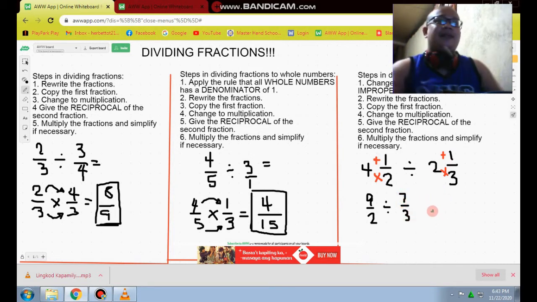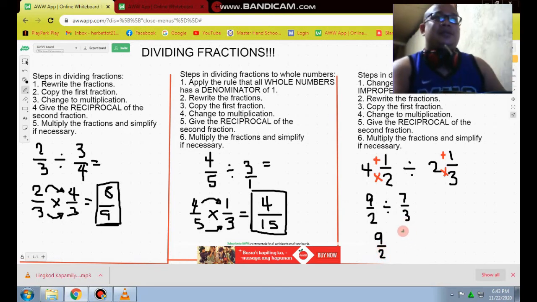Right. Now, next step is to rewrite the fractions. Okay, so ganito na itsura ng ating improper fractions na to. Right? So, now, rewrite natin. Okay, so 9 over 2. Copy the first fraction, right? Okay, so, hindi pa pwede doon. Dito na lang. 9 divided by, 9 over 2.